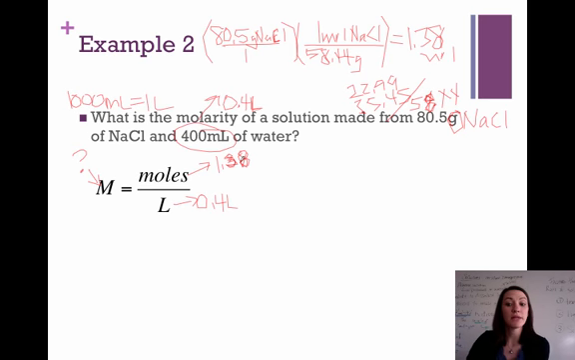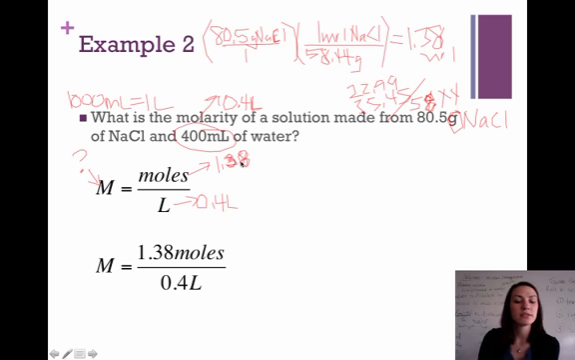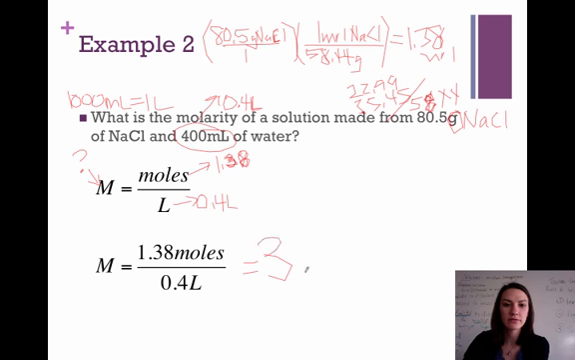I'm going to plug those in and see what I have for my molarity. I've got 1.38 moles divided by 0.4 liters. I do 1.38 divided by 0.4, and I should get a value of 3.45 molar solution. So the molarity of my solution is 3.45 molar, and that's how I figure that out.